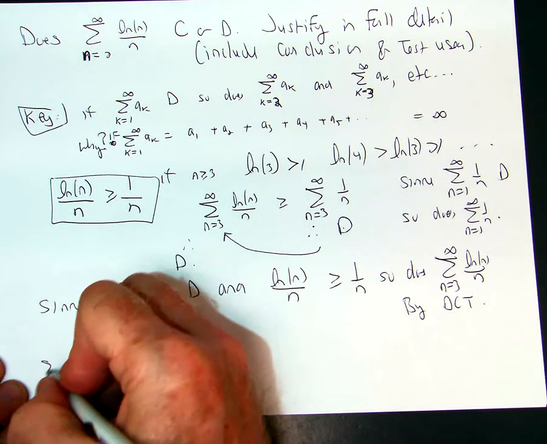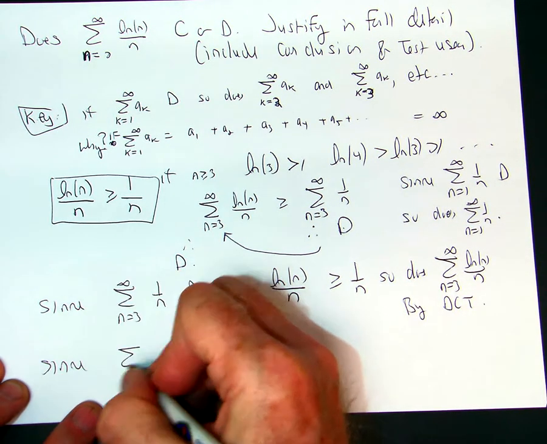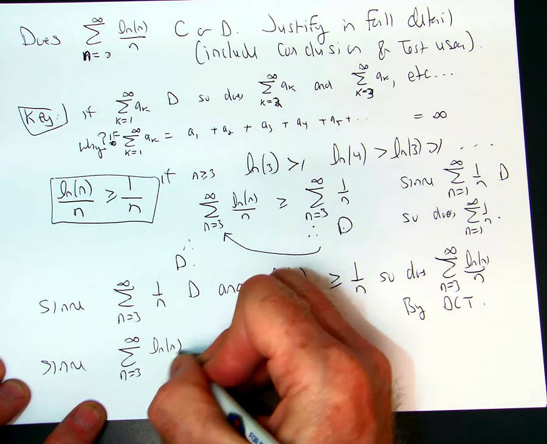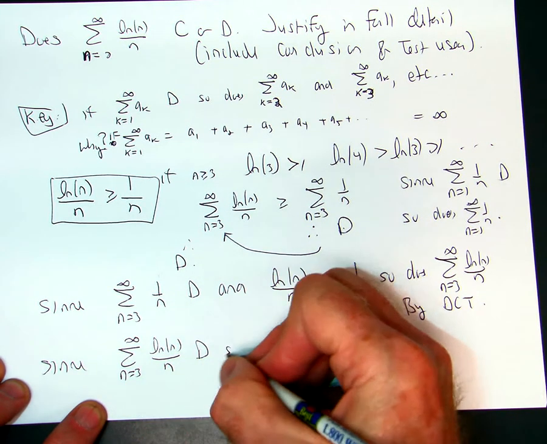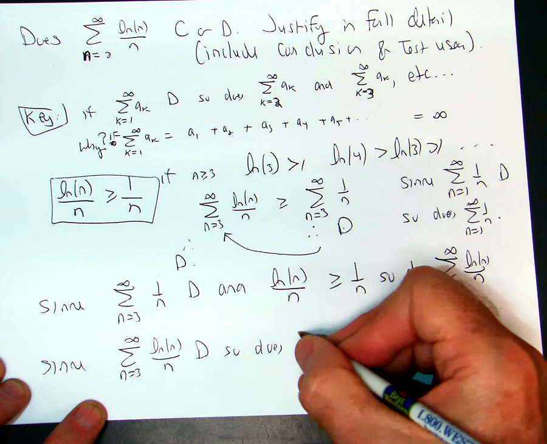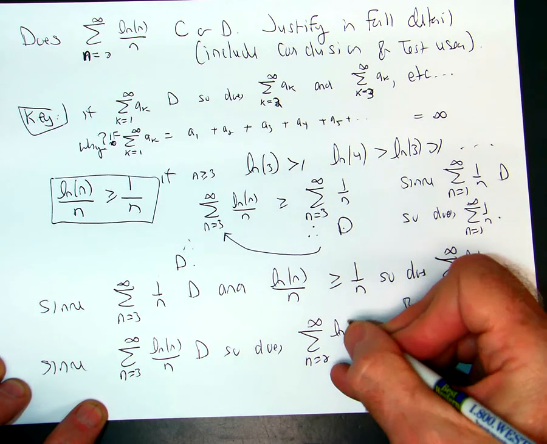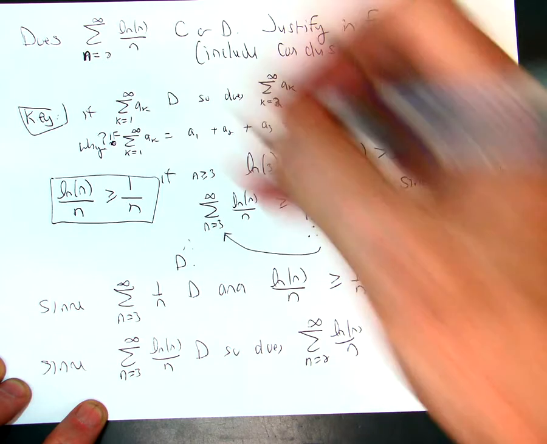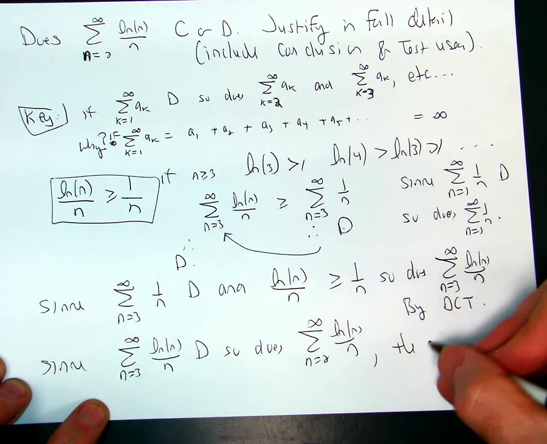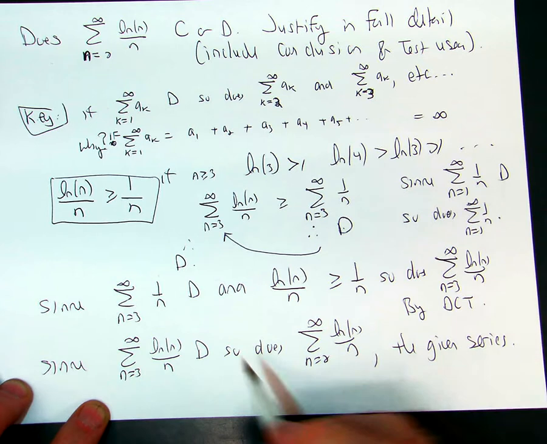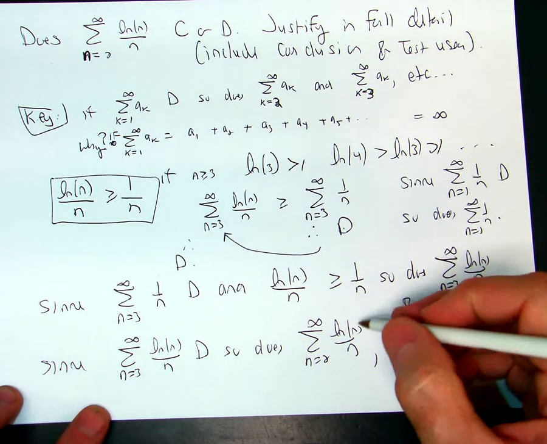Now, since this series diverges, so does this series starting at 2, and that's the given series. Okay, so we know that this series diverges.